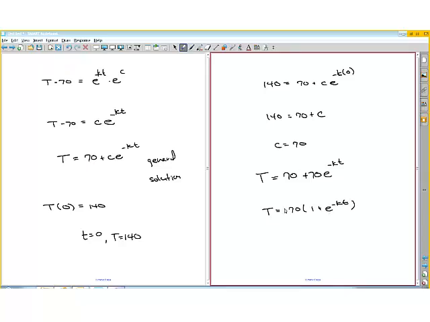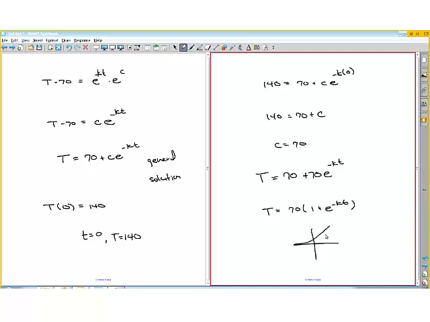Something's wrong. Why is it wrong? No, that's right. When t equals 0, this goes to 0. e to the 0 is 1, so we get 1 plus 1 is 2. 2 times 70 is 140. When t goes to infinity, this goes to 0 because we have e to the minus infinity. If you remember, the exponential function looks something like this.